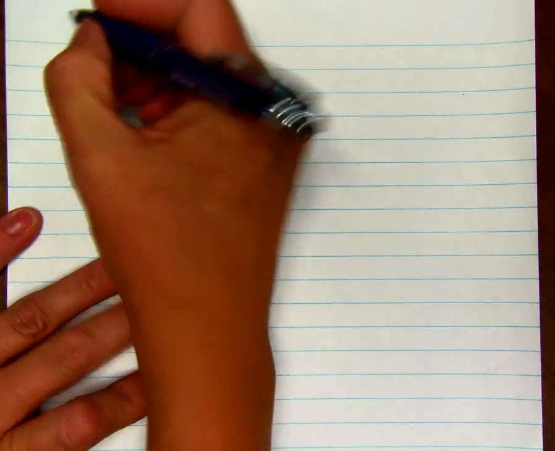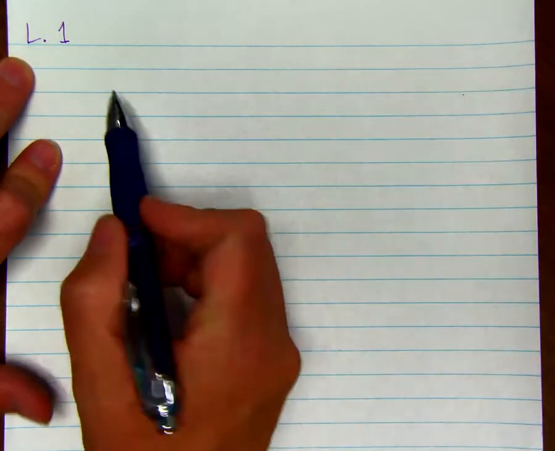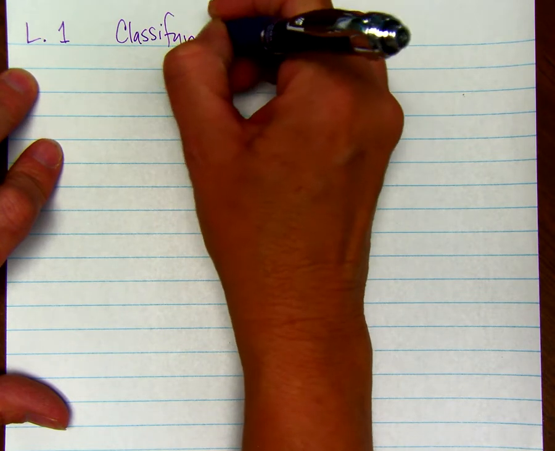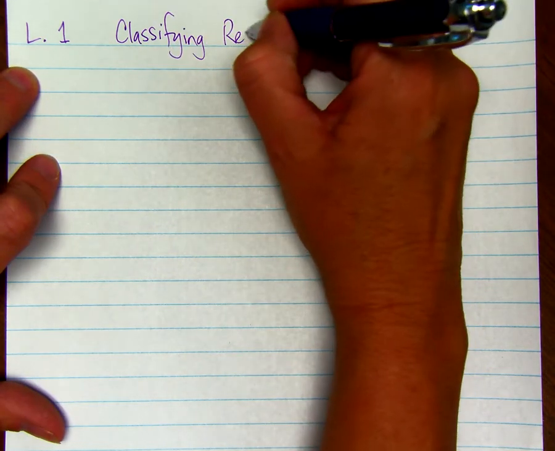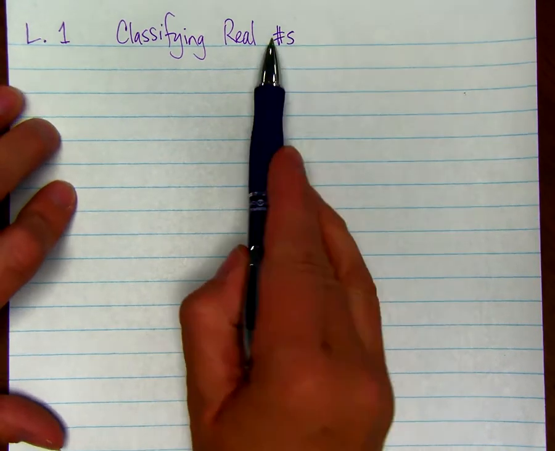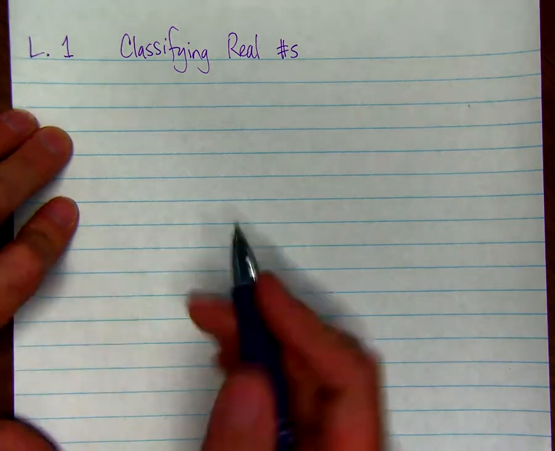So if you'll just write Lesson 1, and you can use L for lesson. Number 1, you need to be at the top of your page in your notebook. Classifying real numbers. And you can use shorthand. This little pound sign means number, and then with the S means numbers.